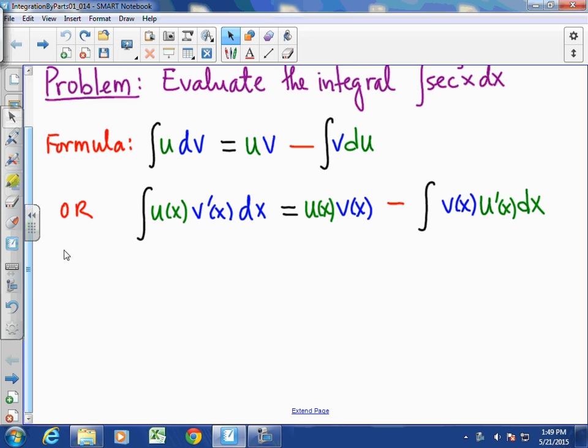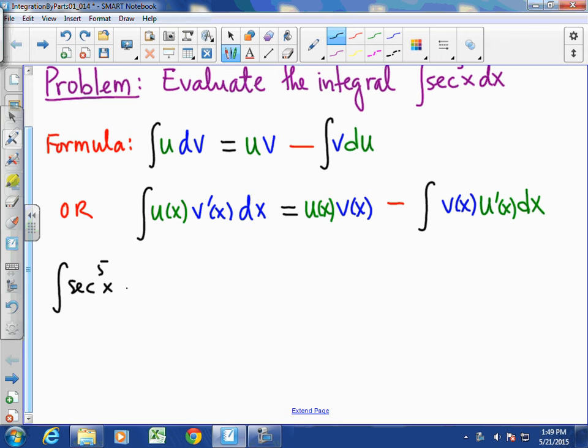So if we are taking the integral of secant to the fifth x dx, see that the integrand is just one term. We can rewrite it as the integral of secant cube x secant square x dx.